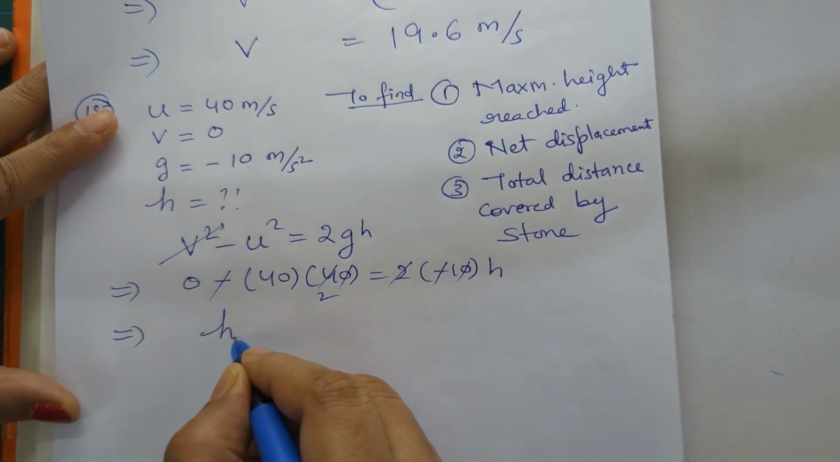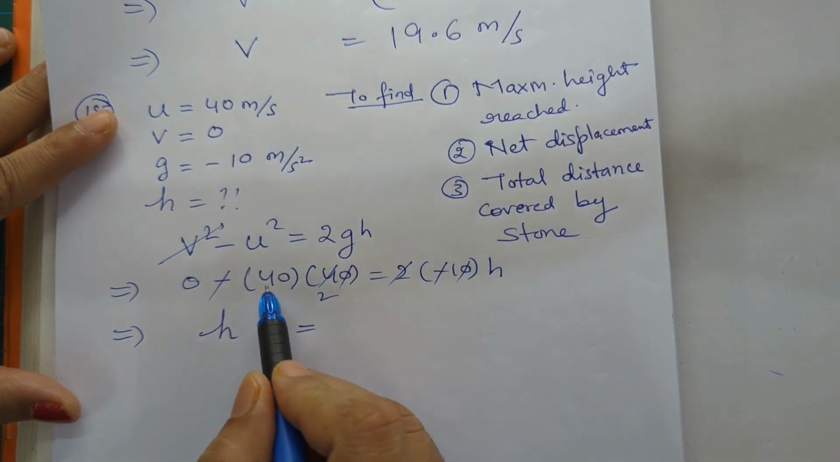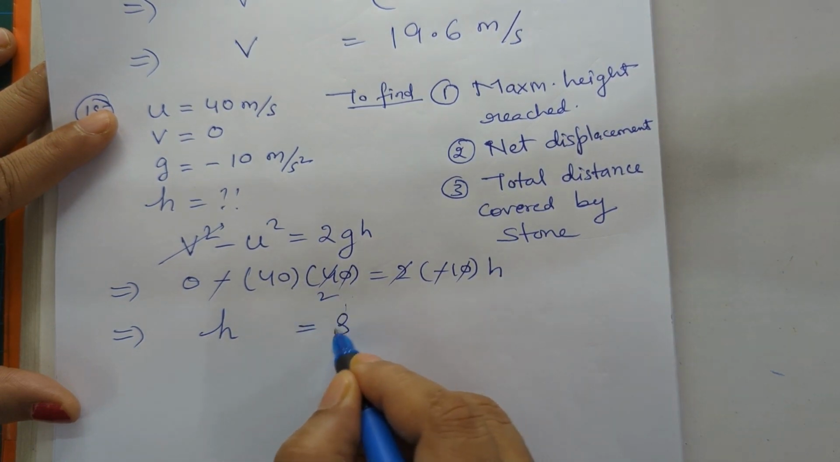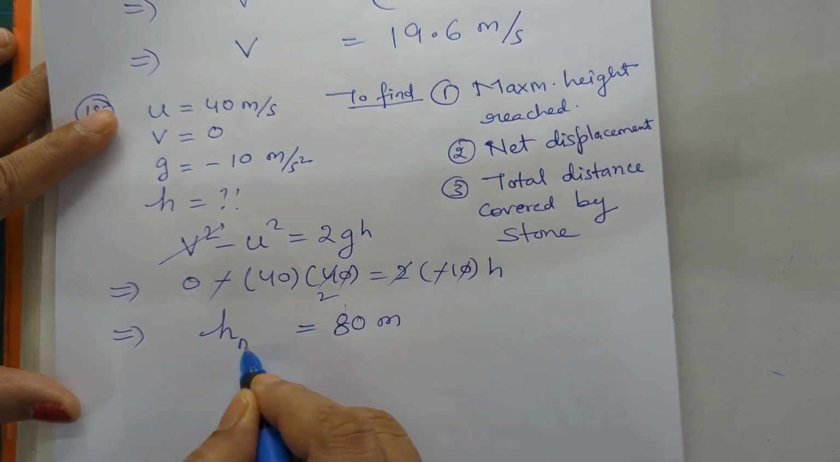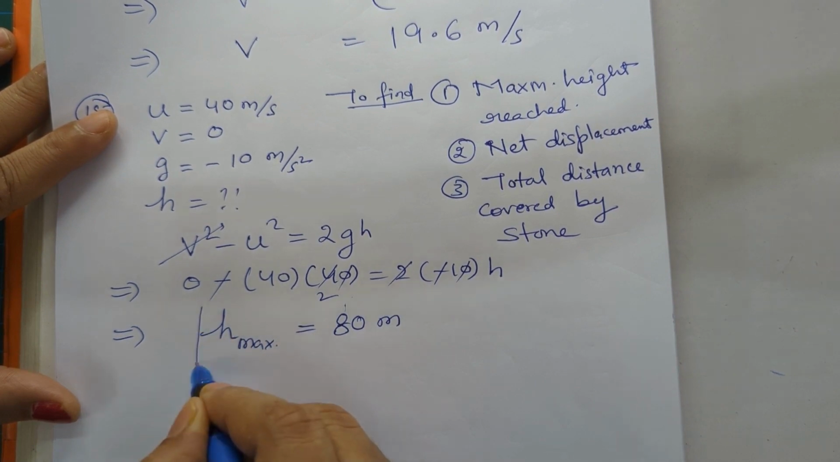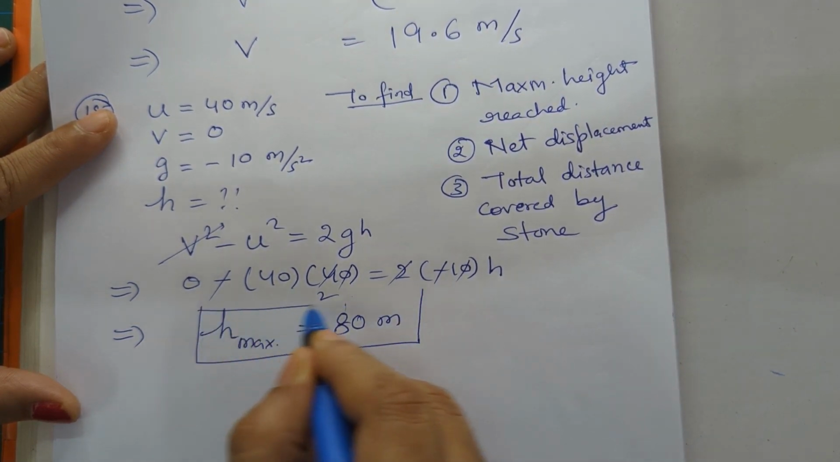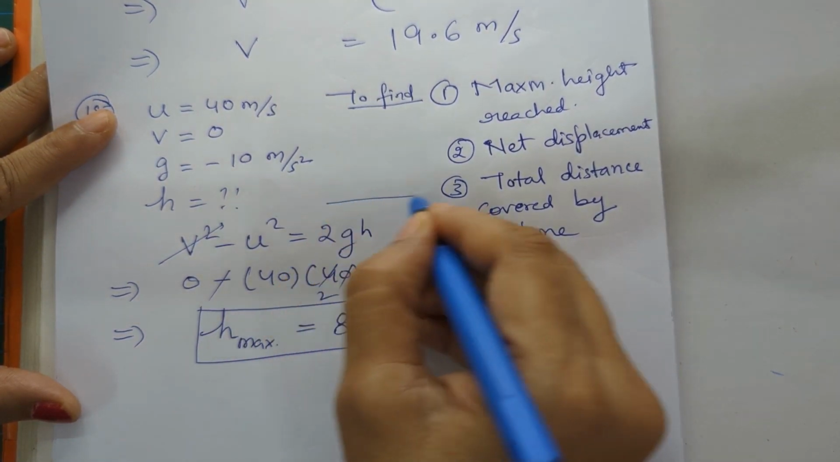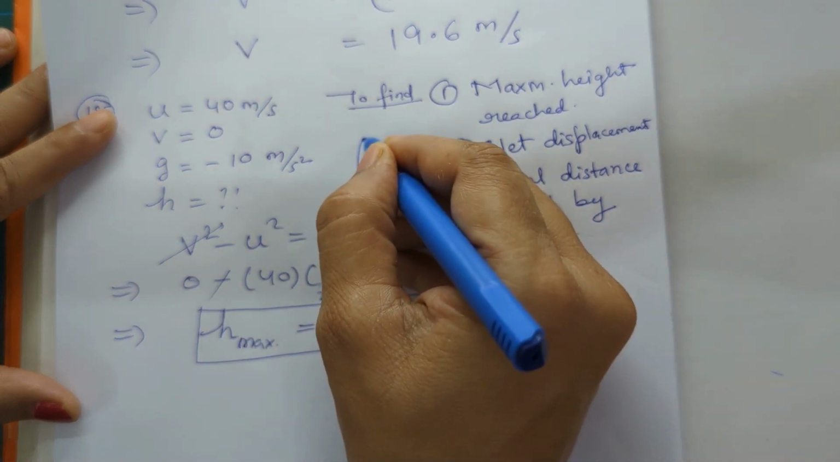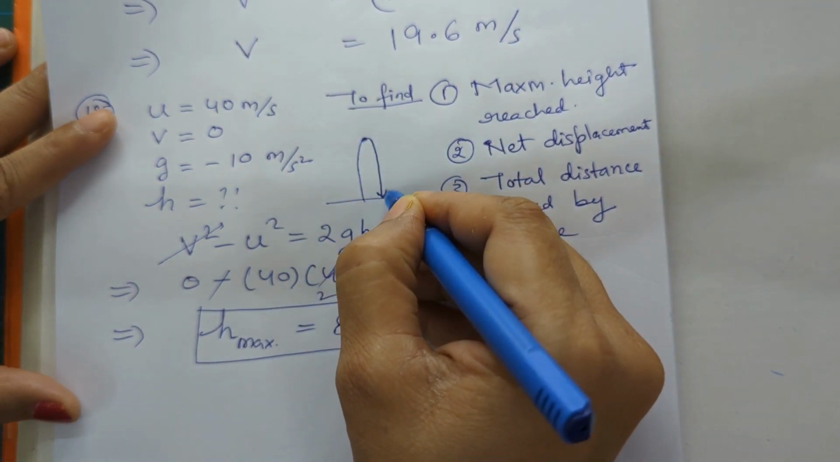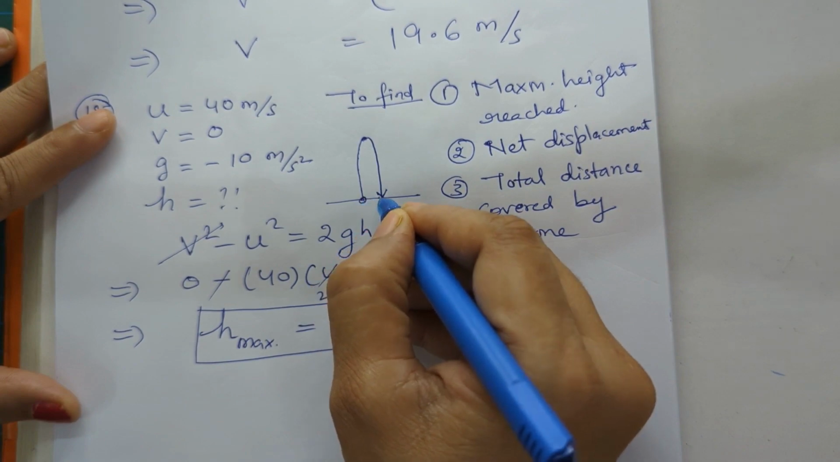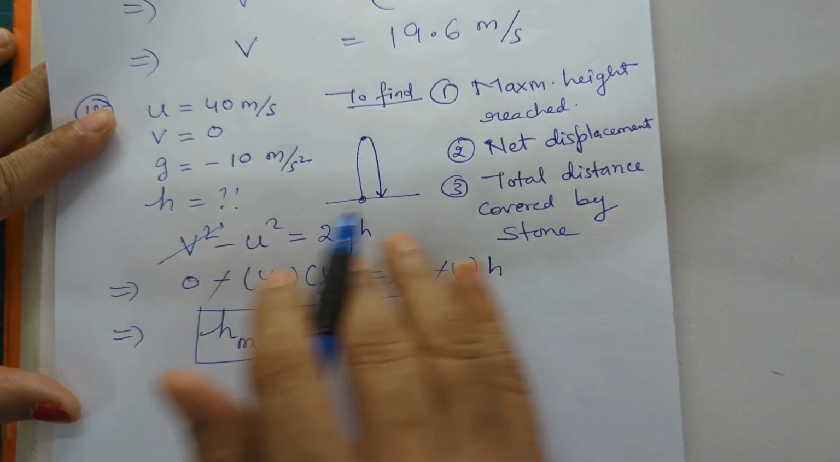So I'm writing that here. And left side we have 40 into 2. 40 into 2 is 80 meters. So H max, maximum height this object goes is up to 80 meters. But after reaching the maximum height, the object falls back to the ground. So initial position and final position are same, that is ground level.